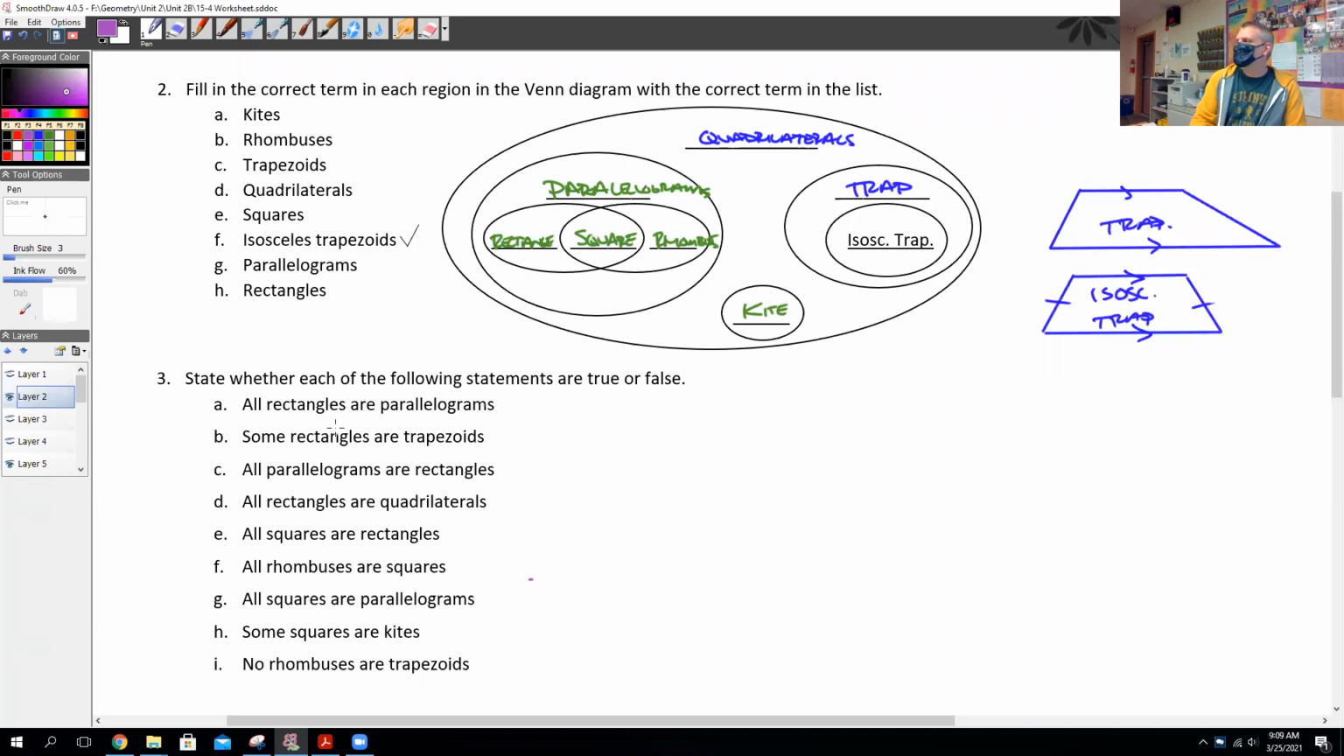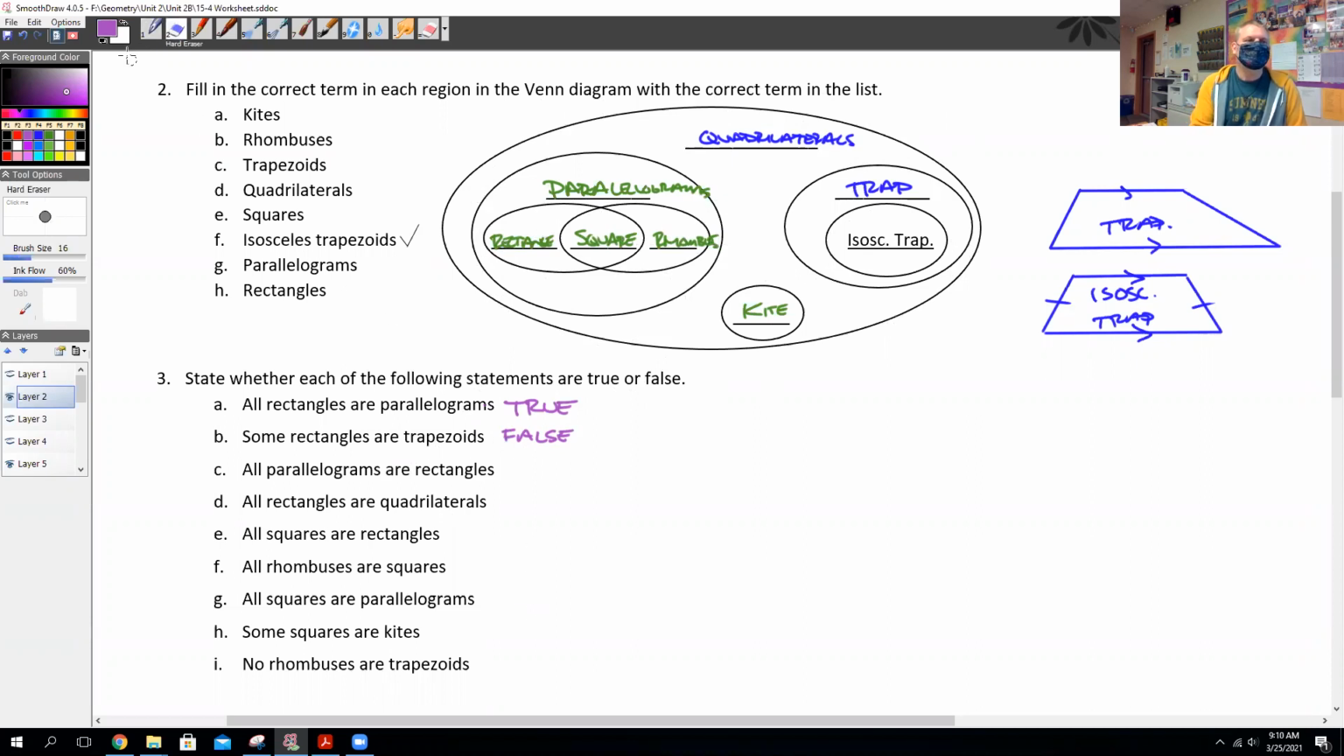So with this first one, what do you think? All rectangles are parallelograms, true or false? If all rectangles are parallelograms, the rectangle circle will have to be inside the parallelogram circle, and that is true. Some rectangles are trapezoids. Is any piece of the rectangle circle in the trapezoid circle? No, so that would have to be false. I know that coming up with this Venn diagram was difficult, but I want to show you its purpose: this can help us answer every one of these questions down here.